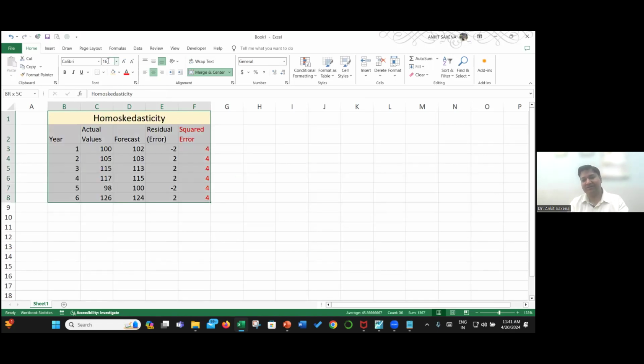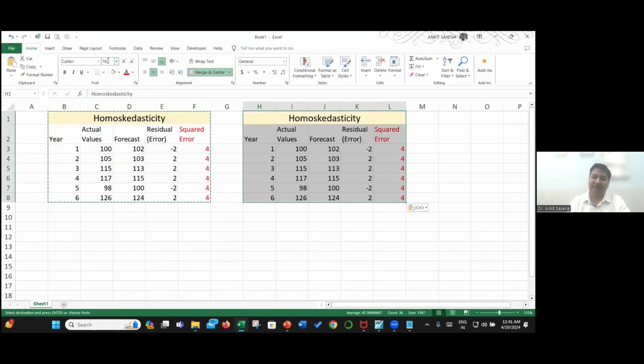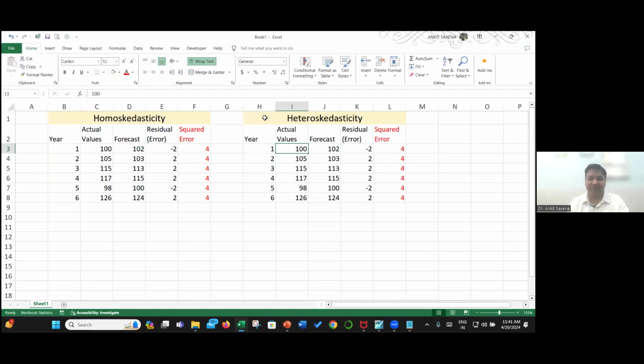If I use the same data set here, and I want to make you understand the other concept of heteroscedasticity, what will be the case? I'll explain. Your actual values are the same, but your forecasted values were like this. I'm talking about some random numbers here. So 115, we had the actual value, but my forecast was 99.